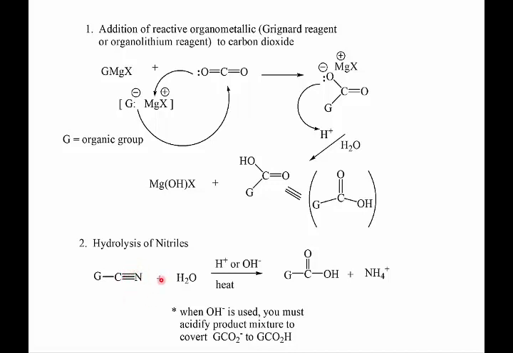The nitrogen, you say, what happens to that? Well, depending on whether it's acid or base, if it's under acidic medium, it will form an ammonium ion. If it's basic, it'll come off as gaseous ammonia. It just diffuses away. But the reaction goes in good yield, and it's one of the standard important ways to synthesize a carboxylic acid if you have the starting nitrile.